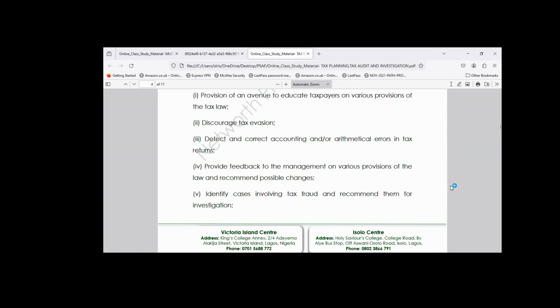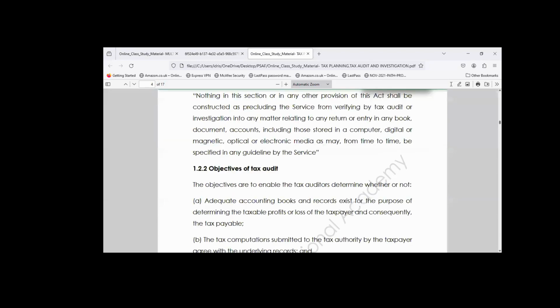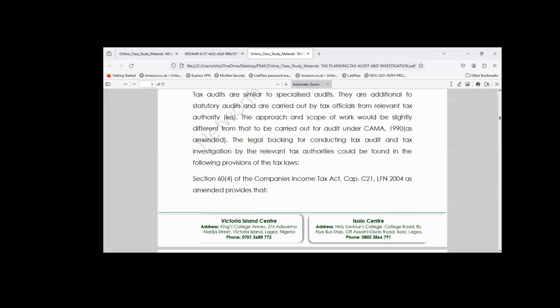So all these are objectives of tax audits. To encourage voluntary tax compliance too is an objective of tax audits.